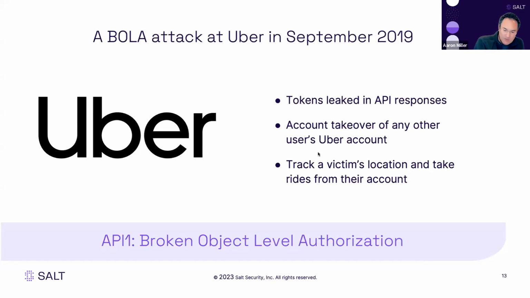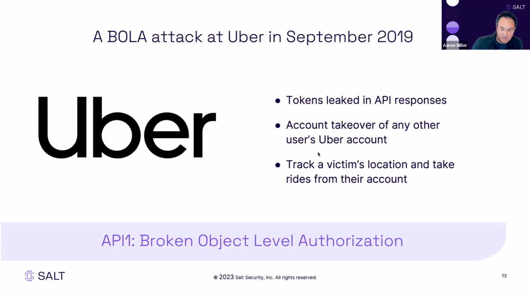And Uber had authentication. That was not the problem. The problem is in the authorization phase. The object could actually be used in another API endpoint to return information that shouldn't have been returned, right? So it's broken authorization really that was the root of this.